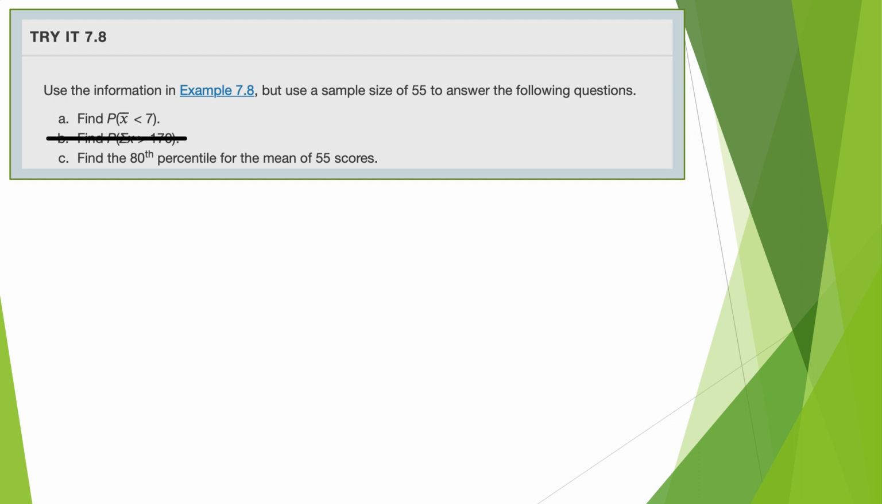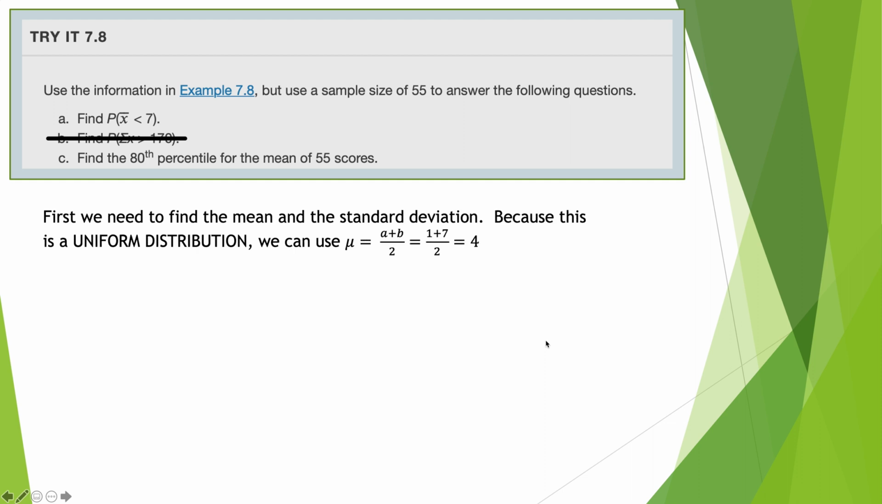Just a little reminder in case you're forgetting, is it a uniform distribution? Okay, so we find the averages. This time it's going to be 1 plus 7 over 2, which is 4. And the standard deviation would be the square root of 7 minus 1 squared over 12, which is 1.732. So now you have the mean and the standard deviation, and you can find the probability that X is less than 7. Go ahead.